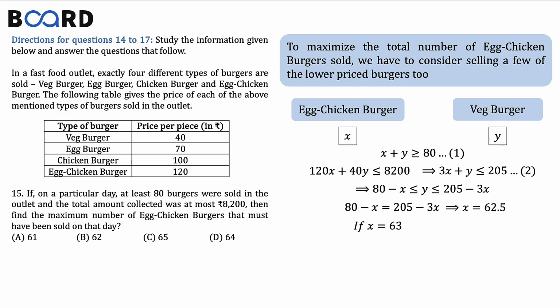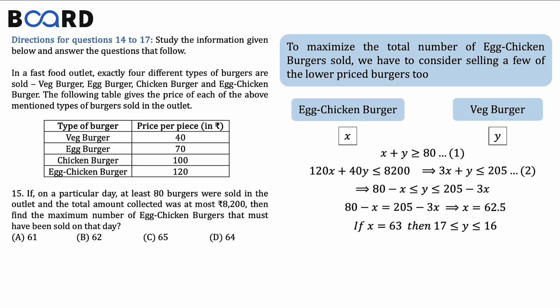In that case, on the left hand side of y, I'll have 80 minus x, that is 17. And on the right hand side, I have 205 minus 3x. 3x is 3 times 63, that's 189. 189 subtracted from 205, that gives me 11 plus 5, that is 16. So we have something like this, which is not possible, right? Because the bare minimum requirement is whatever is there on the left hand side of y, that has to be at least less than or equal to whatever is there on the right hand side. Otherwise, the mathematical inequality doesn't fit in. So 63 cannot be the possible value.